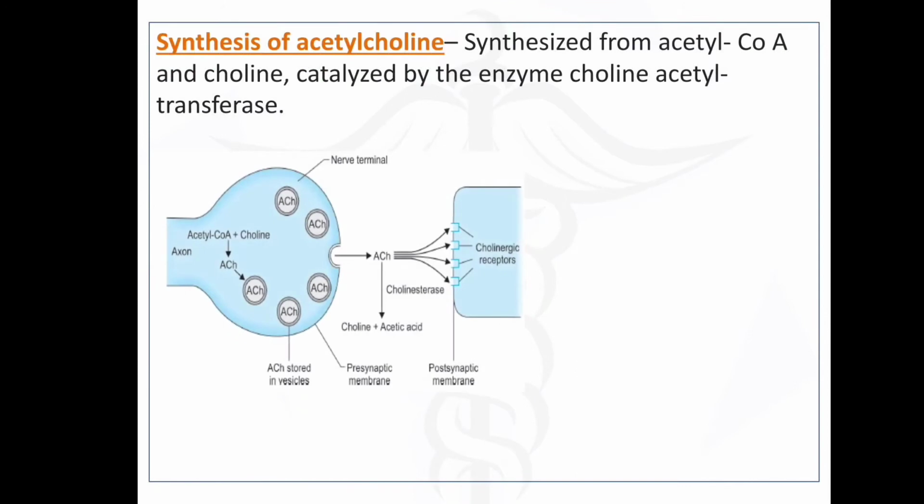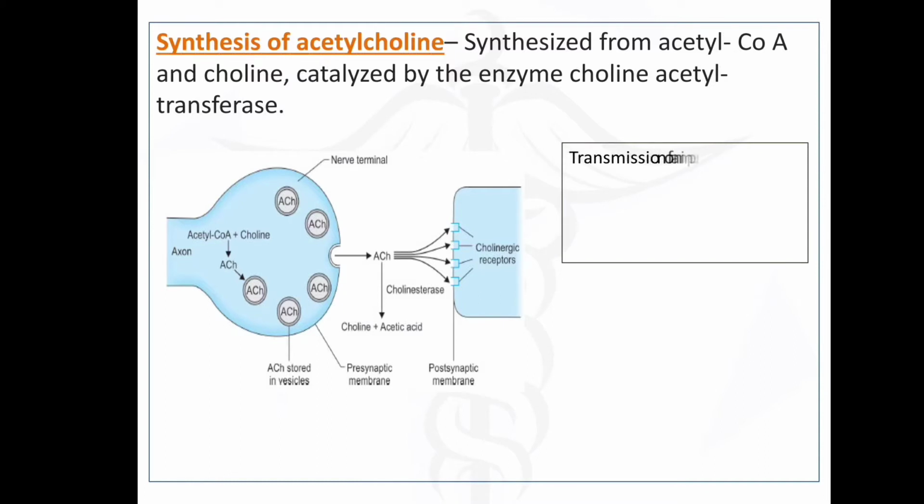Next, how is acetylcholine synthesized? Acetylcholine is synthesized from acetyl-CoA and choline, catalyzed by the enzyme choline acetyltransferase. This acetylcholine is stored in small oval vesicles in the cholinergic nerve terminals.